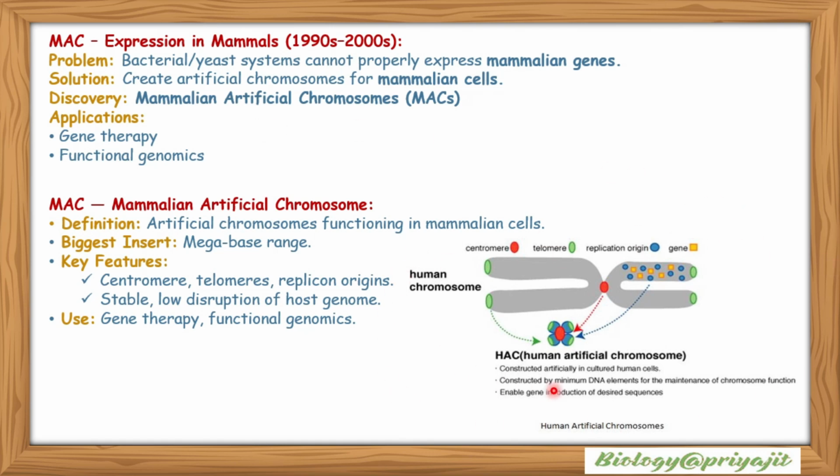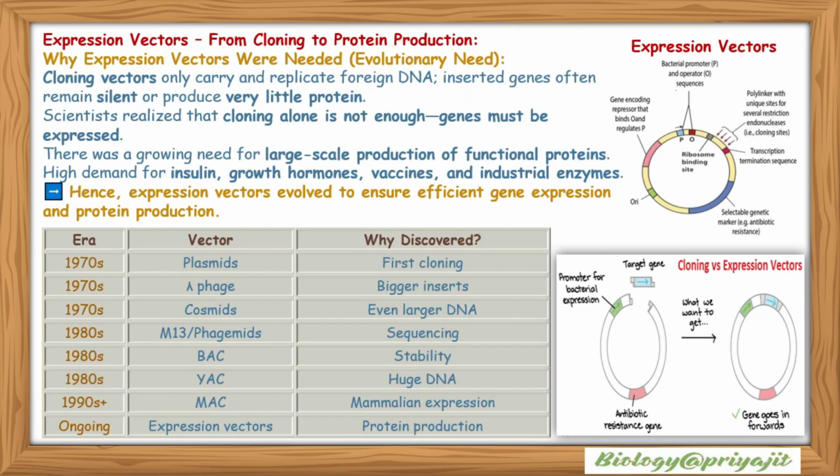This is the image showing the mammalian or human artificial chromosome. It is in the megabase range. It is the biggest insert. Key features: it has a centromere, telomeres, replicon origins, and it is stable. It has low disruption of the host genome. It is basically used in gene therapy and functional genomics.